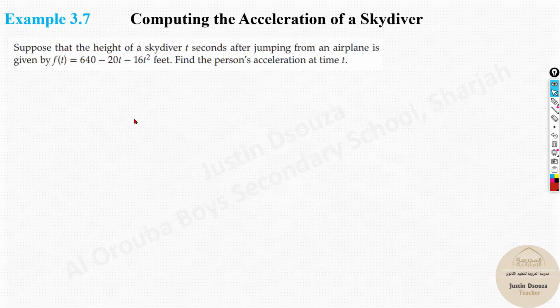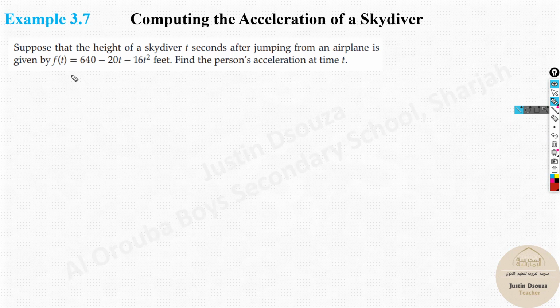And now here we will see a problem. Suppose that the height of a skydiver t seconds after jumping from an airplane is given by this particular thing, f of t equals 640 minus 16t squared feet. Find the person's acceleration at time t. So how do we do this? Now wait, please try pausing the video and try by yourself, and then I'll continue.